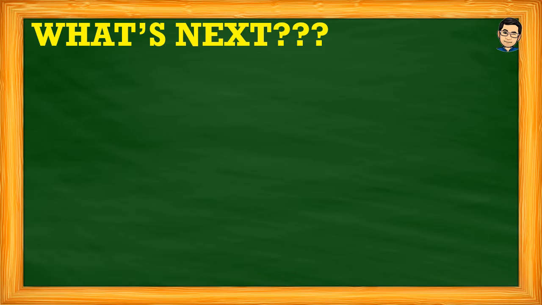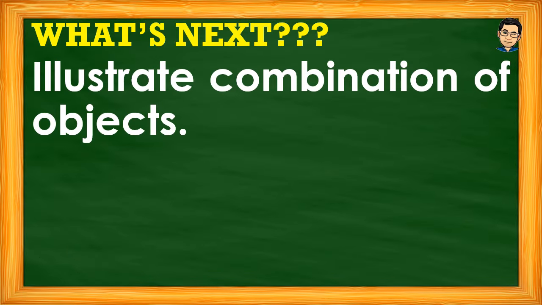So, for the next video lesson, we will illustrate combination of objects. So, tapos na po tayo i-discuss kung paano natin in-illustrate yung permutation. So, ang next topic naman po has something to do with combination of objects. So, kung anong pinagkaiba ng permutation tsaka combination, malalaman nyo po yan sa mga susunod pang video lessons.